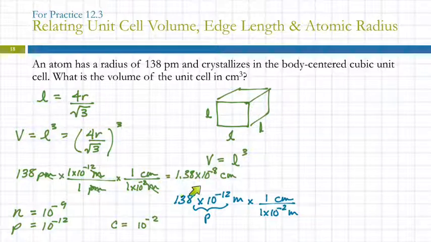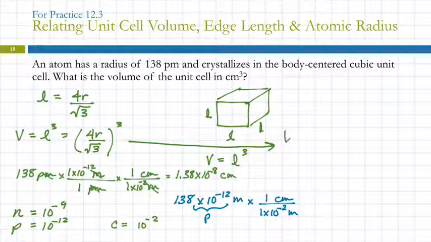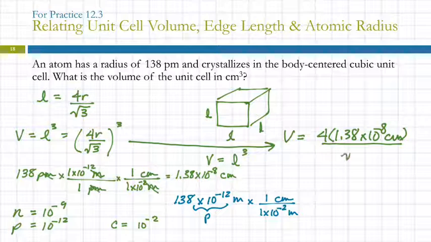So there's my R in terms of centimeters. So I'm going to plug that into my equation. So I didn't plan this out very well. We're going to take this through over to here. Volume is 4 times 1.38 times 10 to the minus 8 centimeters divided by the square root of 3, and that whole thing is cubed.